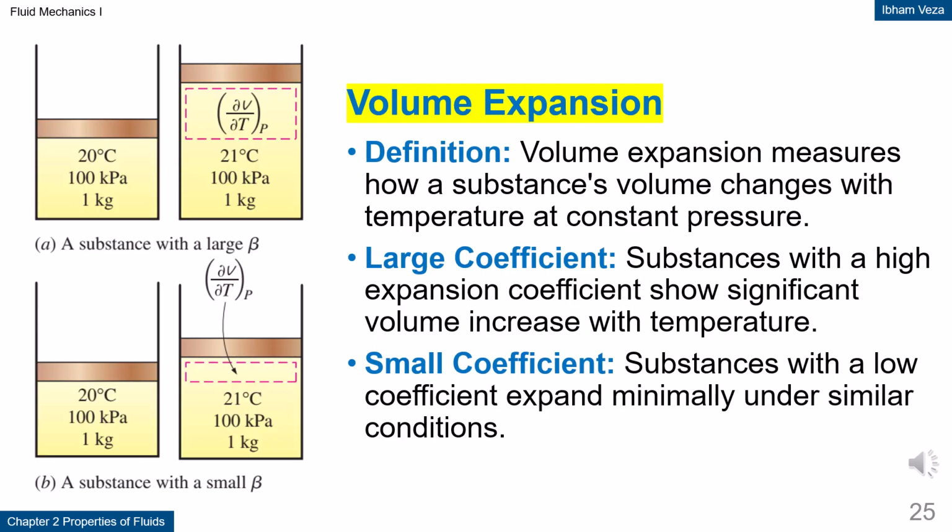Volume expansion. Volume expansion describes how the volume of a substance changes when temperature changes at constant pressure. Substances with a large expansion coefficient experience significant volume changes. In contrast, substances with a small coefficient change only slightly. This concept is important in designing systems that experience temperature variations. Without considering expansion, design errors can occur.